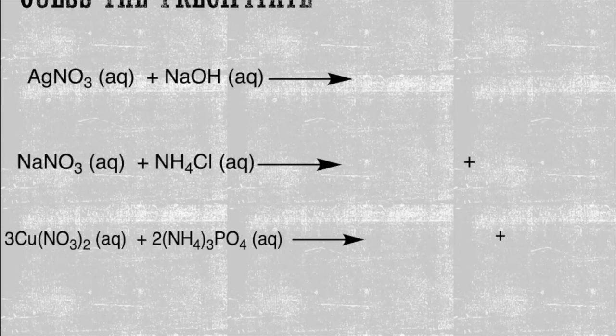Please remember here that silver has a +1 charge, hydroxide has a -1 charge, so the chemical formula is going to be AgOH, and the other product is sodium nitrate. Sodium has a +1 charge, nitrate has a -1 charge, so therefore it's going to be NaNO3.